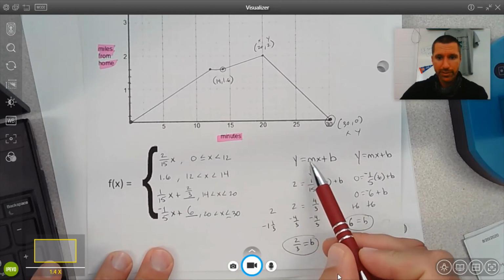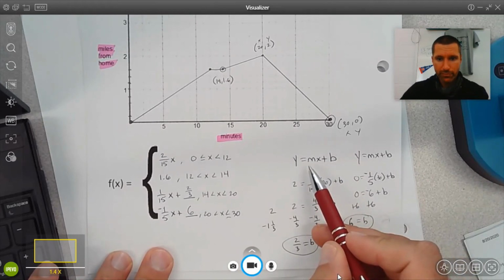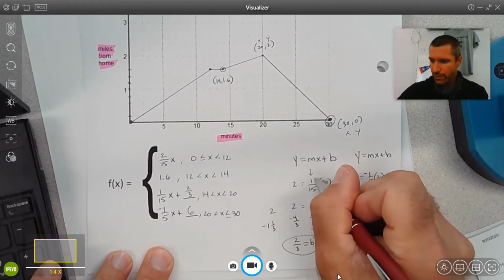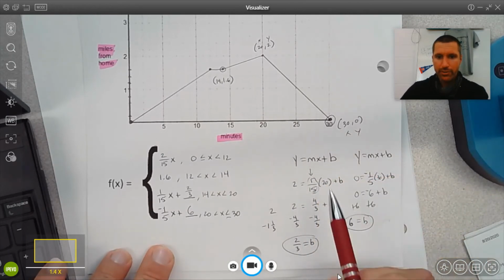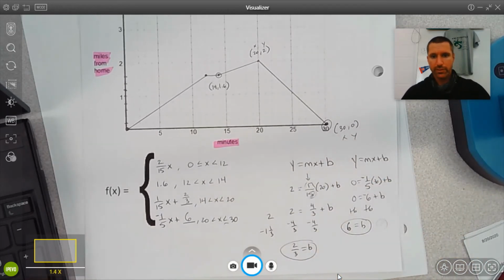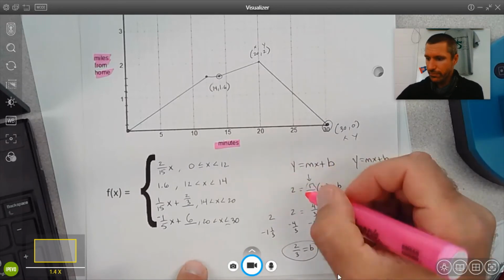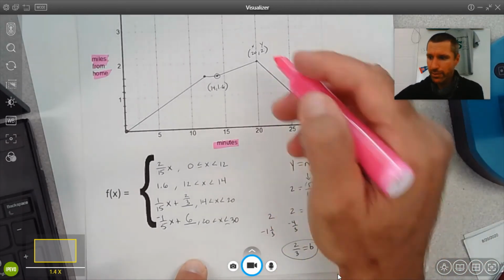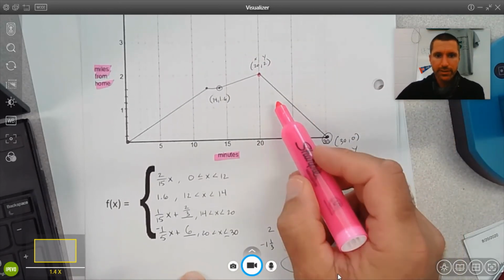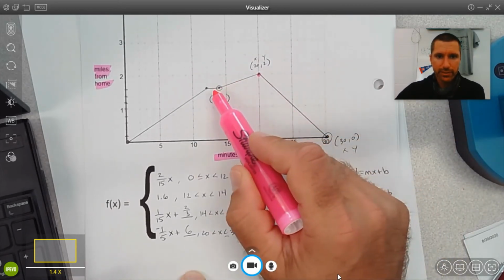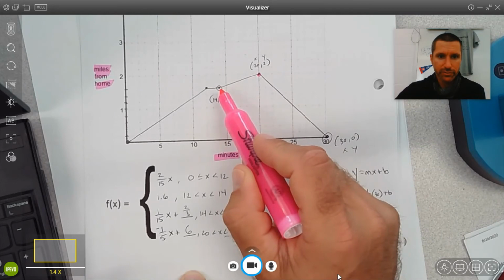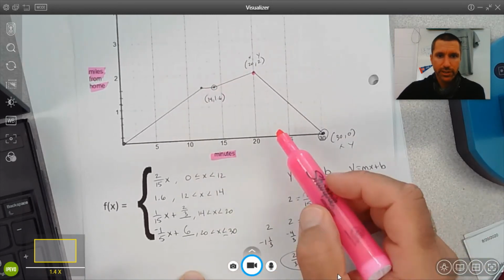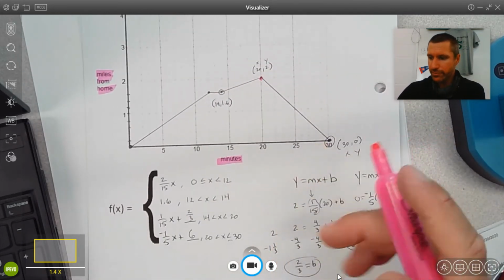We set up y equals mx plus b, and you plug in for the rate. There's the 1/15 that you see right there. And then you plug in for a coordinate. Okay, so with the 1/15, I chose 20, 2, because that point right here is on the line. It's actually at the end of this line segment. I could have chosen 14, 1.6, but I like the 20 and 2 because there were no decimals involved.